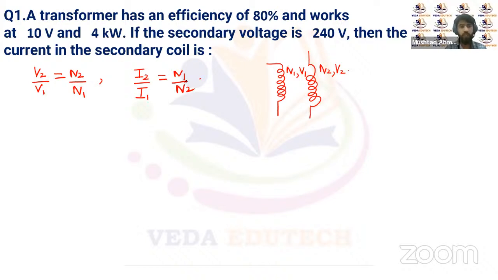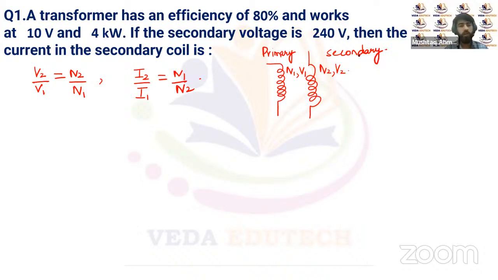So it is N2 upon N1 for V2 upon V1, the ratio between the voltage of the secondary and the primary coil, and the ratio between the currents of the secondary and the primary coil is N1 upon N2, where N1 is the number of turns in the primary coil. This is the primary coil and this is the secondary coil.